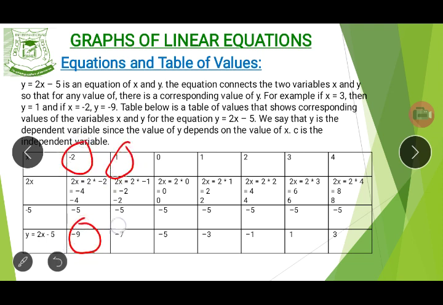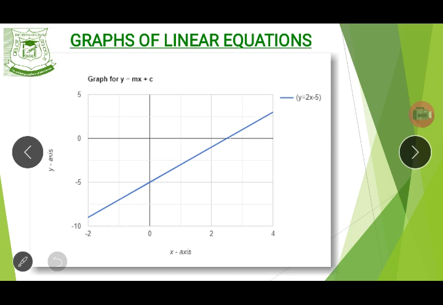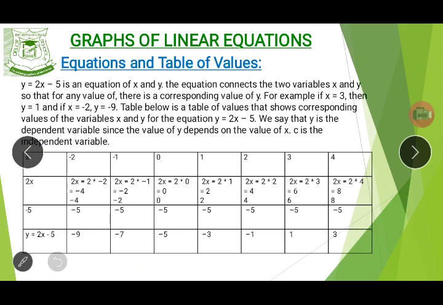Look at minus 1 and minus 7. On the x-axis is minus 1, on the y-axis is minus 7. So where is our minus 1? This is our minus 1. Going up to this point, we have minus 7. Do you see that point now? That's the point. And then for 0 is what? Minus 5. As you can see, when x is 0, y is minus 5. And you can see that in the table here. When x is 0, y is minus 5.